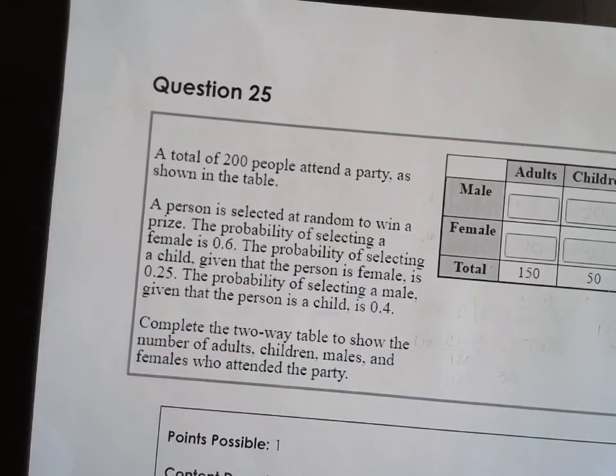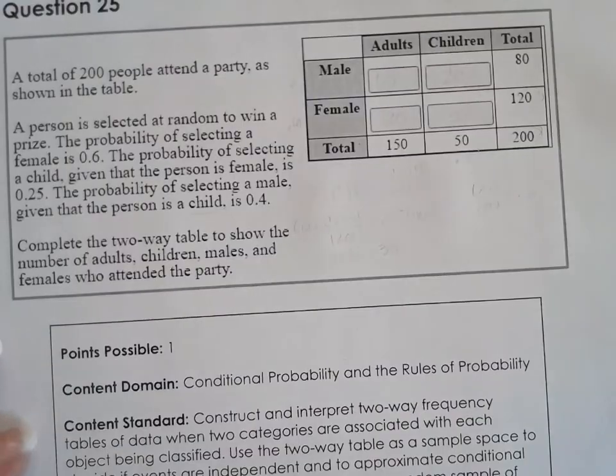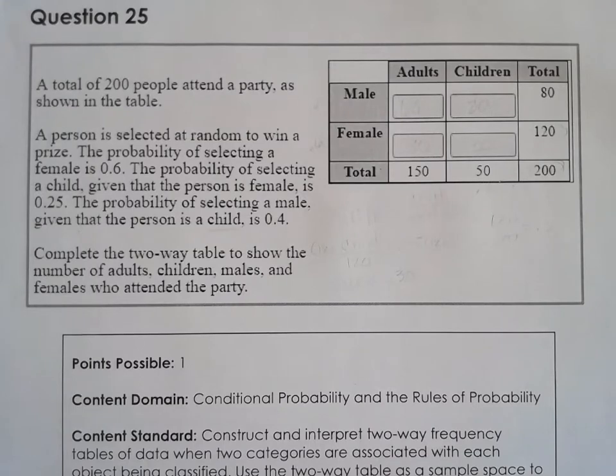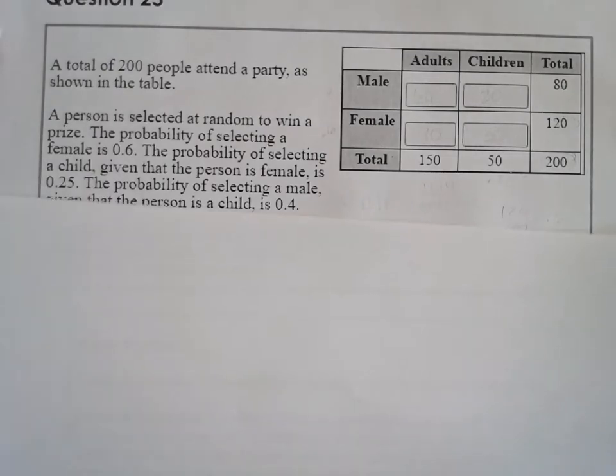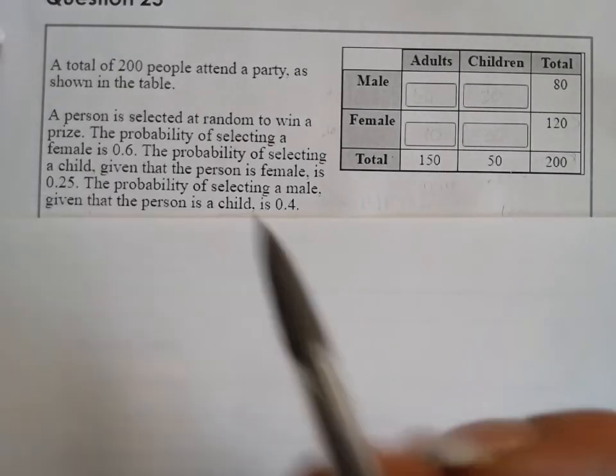All right, 25, another probability one. We got 200 people attending a party. Probability of selecting a female is 0.6. Probability of selecting a child given the person is female is 0.25. Probability of selecting a male given the person is a child is 0.4. Complete the two-way table. All right, so I've got to get some percentages in here. Start with the first one.